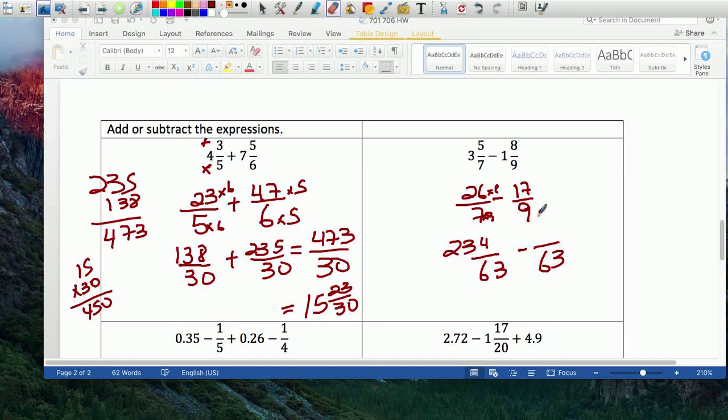And at the bottom, 9 times 7, so it's 17 times 7, right? 17 times 7 is going to be 119. My denominators are the same, so I can subtract. 63 still stays here, but 234 minus 119 is 115. So how many times can 63 go into 115? Just one time. And how many left over do I have? I'm going to have 52 left over. So 152 over 63. Okay.